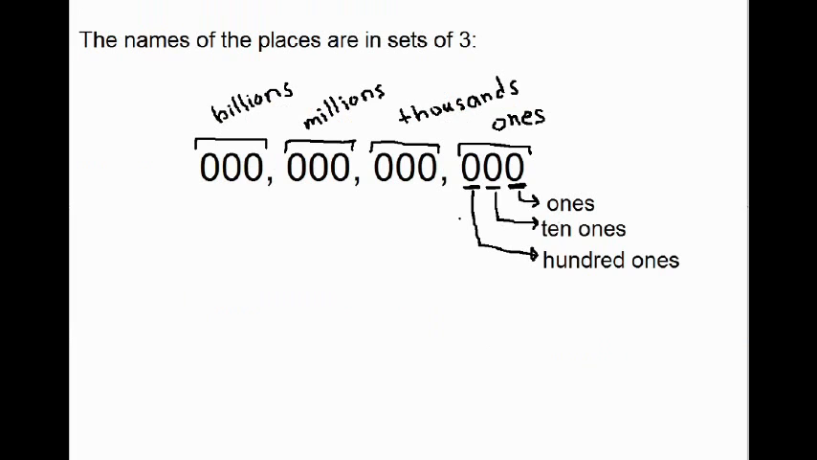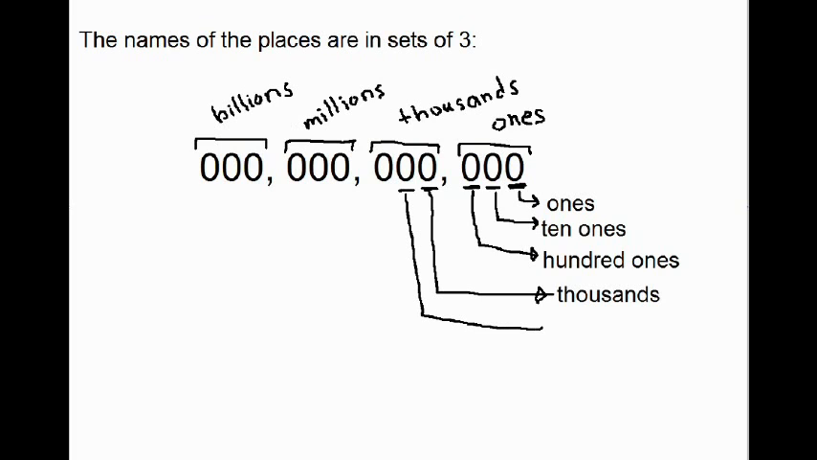Now continuing our way to the left, again, as already mentioned, the first place in each set of places here is just the name of the set. So what we have here now is the thousands place, because that's the first place in our set of thousands. And continuing on, the next place that we have here is our 10 thousands place, because once we got to that place, we would have 10 thousands.